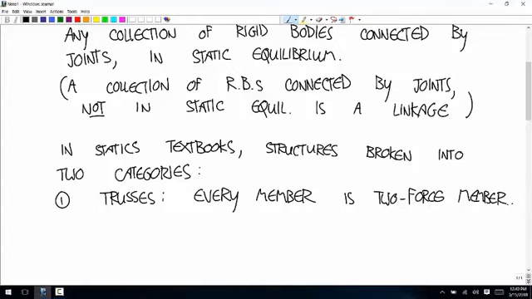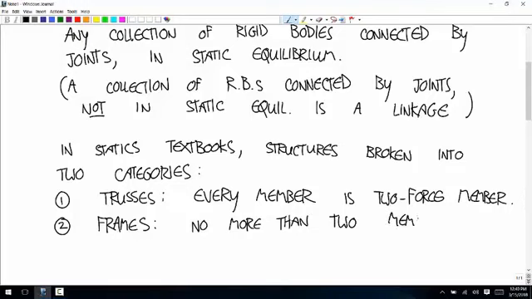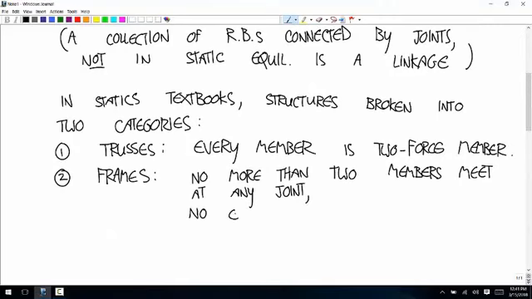Okay, so every member being a two-force member means that you can't apply forces in between the joints. Forces can only be applied at the joints, and members can't have weight, and so on. There are all these things, and we'll talk more about that. And then the other category is frames. The requirements for frames are: first, no more than two members meet at any joint. And second, no external loads are applied at the joints.